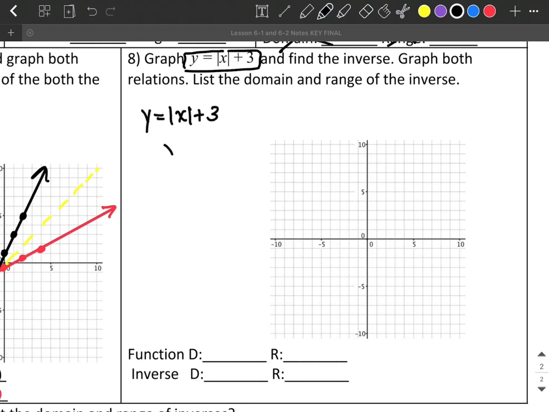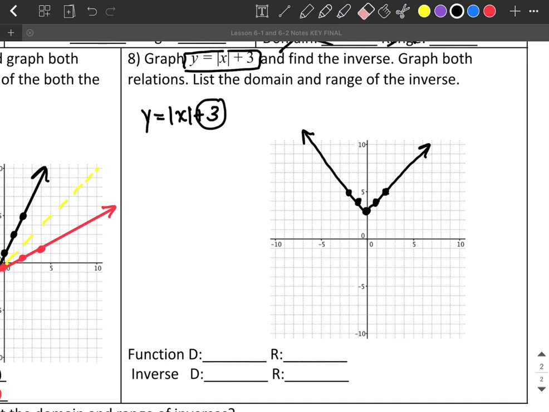I'm going to make a table. I can always make a table if I don't know what something looks like, but this one's actually really easy to graph because we know that we're just moving up 3. This should be our vertex. And then our slope is 1, so we're going up 1 to the right 1, up 1 to the right 1. And on the other side, instead of going up 1 to the right 1, we're going up 1 to the left 1, up 1 to the left 1. So this is our original function. Forget that table, we don't need it.